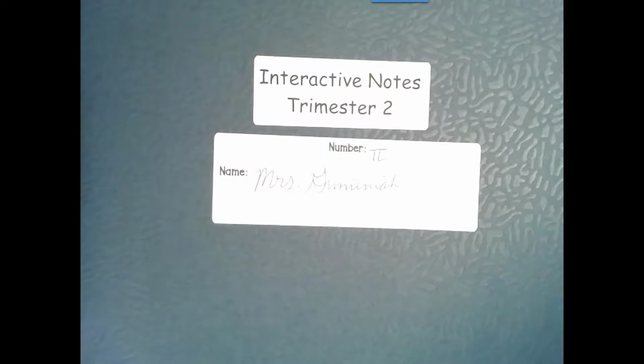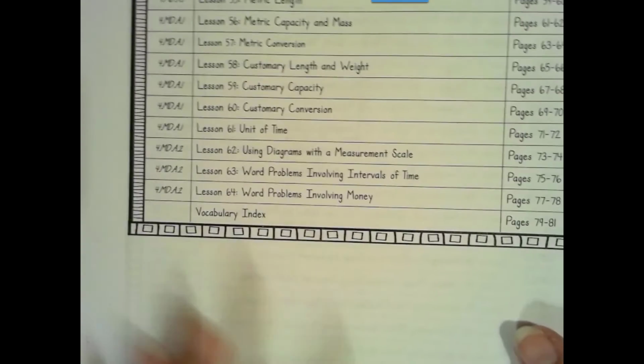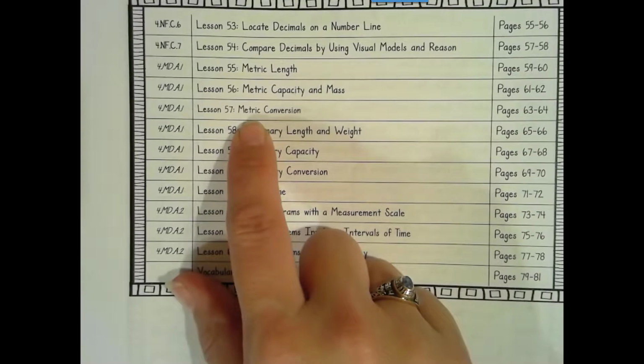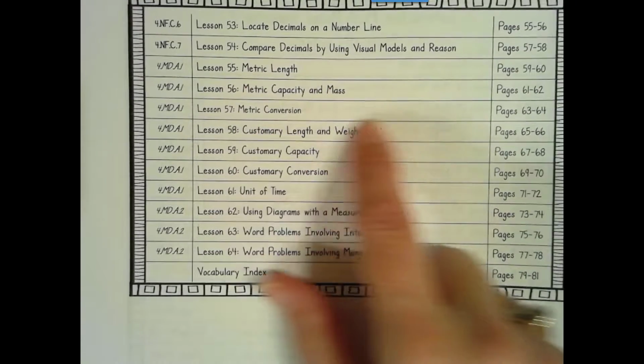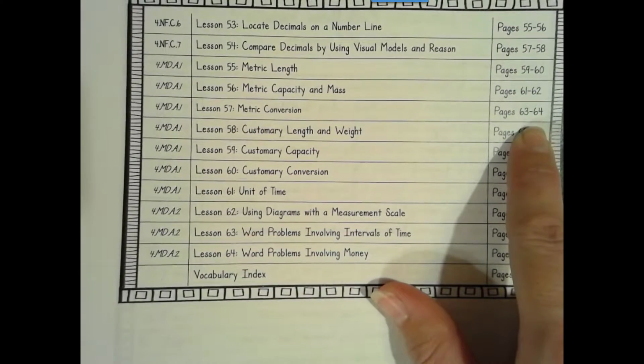Welcome to lesson 57 of our interactive notes. And we're looking at metric conversion, pages 63 and 64.